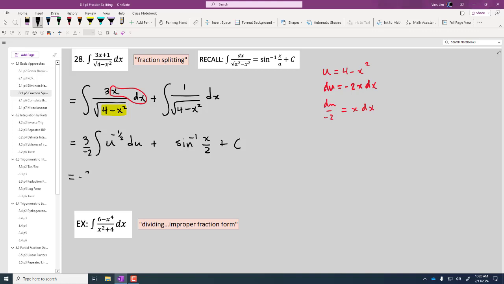So this is going to be negative 3/2. To integrate a power, add 1, divide by the new exponent. So if we add 1, we get u to the 1/2. If you add 1, you don't get 3/2, you get 1/2. And if you divide by 1/2, that's the same as multiplying by 2. And then we still have the second part over here. And we just have one step left. We want to simplify and replace the u with 4 minus x squared.